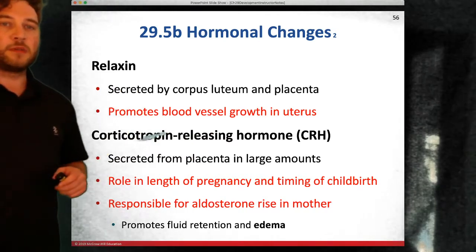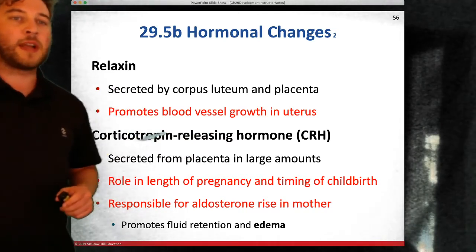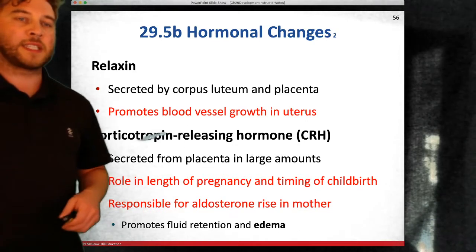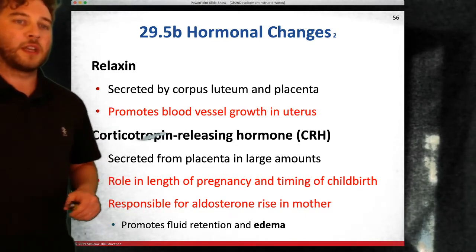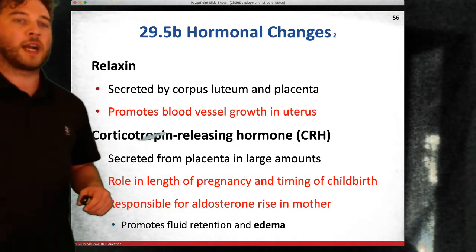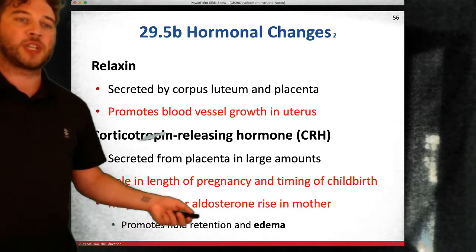Corticotropin releasing hormone is secreted from the placenta in large amounts, with a role in the length of pregnancy and the timing of childbirth. It's responsible for the aldosterone rise in the mother to promote fluid retention and edema.